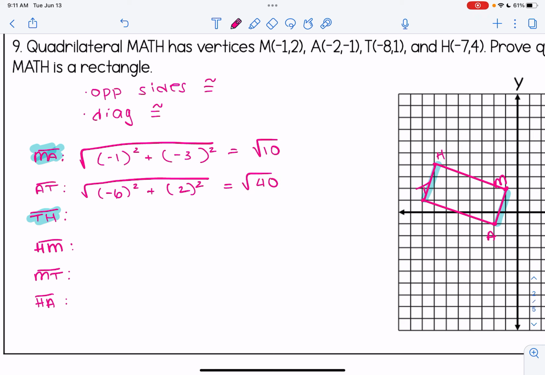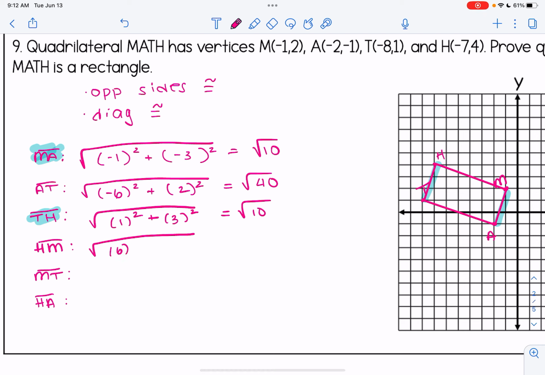All right, now we said before MA and TH should come out to be the same, so let's see if we're doing this right so far. When I subtract the x's, I get 1. When I subtract the y's, I get 3. And sure enough, that comes out to be radical 10. Now AT and HM should come out to be congruent as well. So if I look at HM, when I subtract the x's, I get 6. When I subtract the y's, I get -2. And if you're getting -6 or +2, that's fine. We should get the same answer of radical 40 in the end. It just means we're subtracting in a different order.